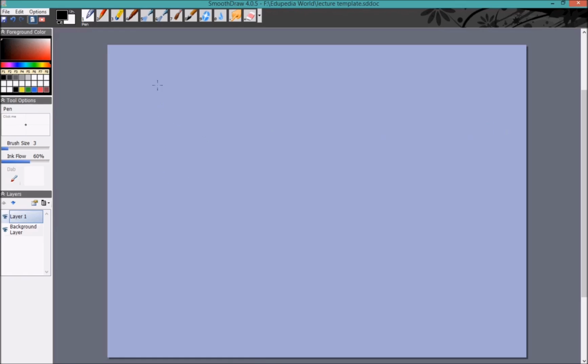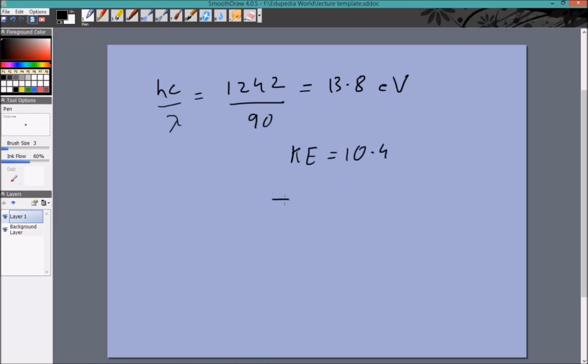We'll calculate that energy. We know the standard formula: hc by lambda is the energy. In this we are given that we should use 1242. So this divided by 90 comes out to be 13.8 electron volt. This is the energy of the electromagnetic radiation. The kinetic energy of the electrons coming out is 10.4. That means what is the energy left, this minus this, that is 3.4 electron volt, should be the actual potential energy. This is the energy which the electron needs to be given so that it can be ionized.